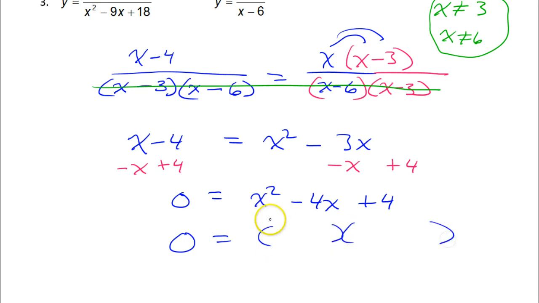Probably this will factor. If it ever doesn't factor, you will need to use the quadratic formula. X squared is x times x. 4 is either going to be 2 times 2 or 1 times 4. Let's try this first. Inner plus outer must equal middle. Inner I have 2x, outer I have 2x. To get -4, both of these would need to be negative. A negative times negative is a positive for the positive 4, so this is working out.